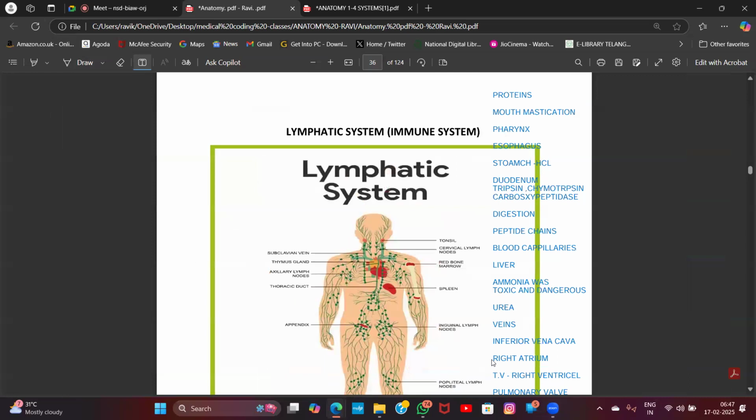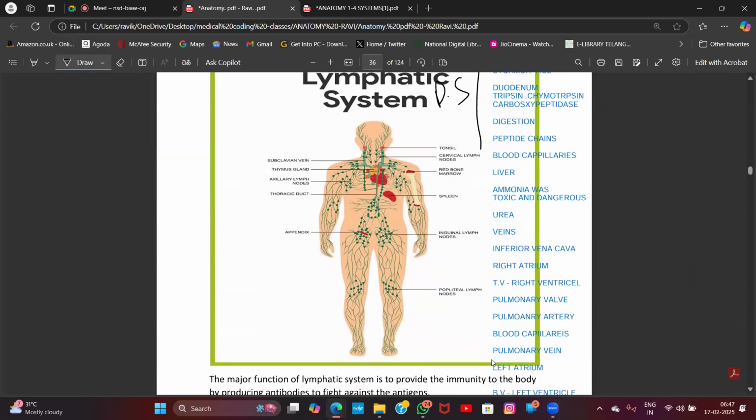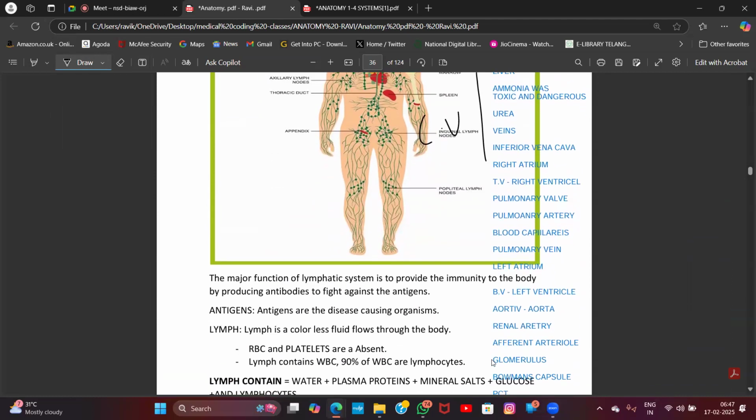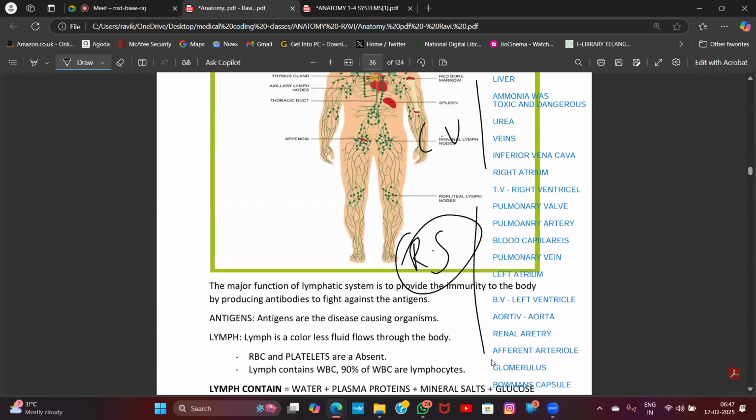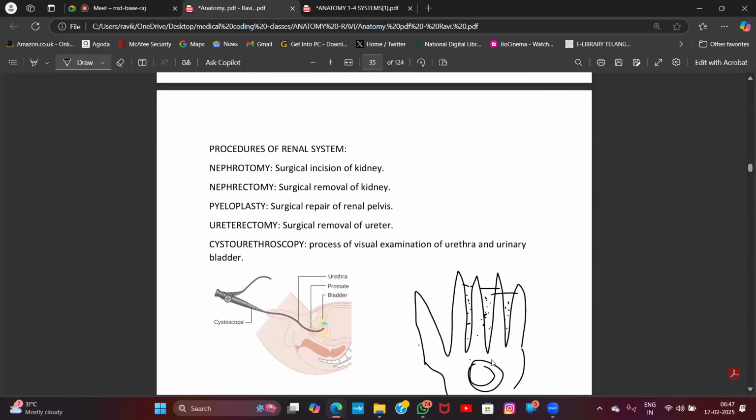Which systems did I connect? First the digestive system, followed by the cardiovascular system. The respiration is also happening, the internal respiratory system, then followed by the renal system. We're done with the fourth system. I connected this entire chart with the four systems.